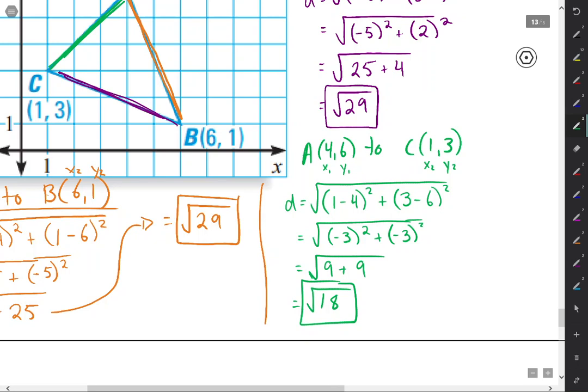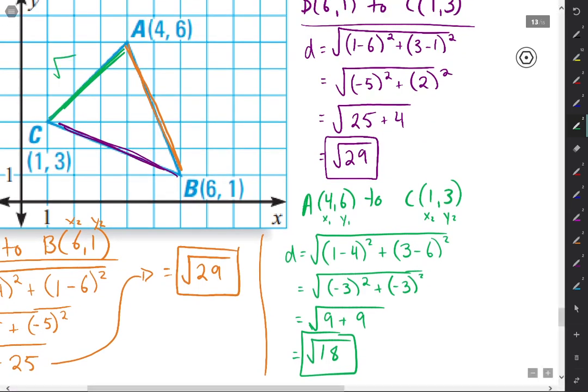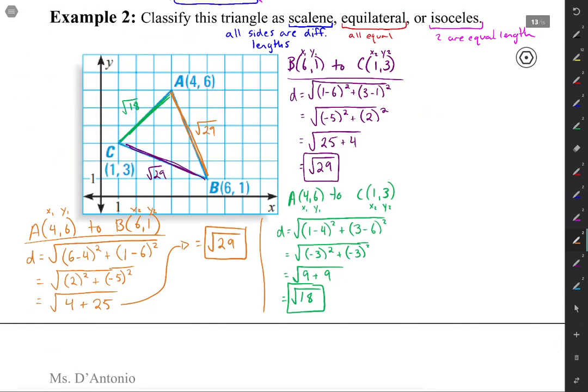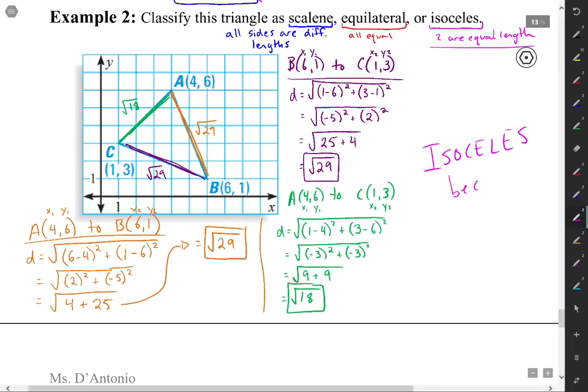So there's the three lengths, and here we can actually label them. This one's the root of 18. We have the root of 29. And then finally the root of 29. So if we look at all of our names of those three types of triangles, we have two sides are the same and one is different. Therefore, it is an isosceles triangle. And we'll say it's because two sides are the same length.